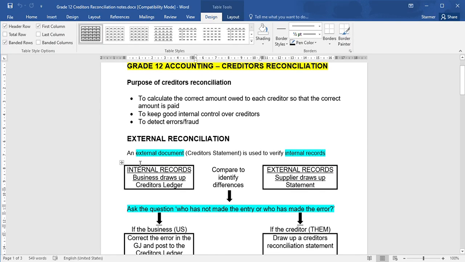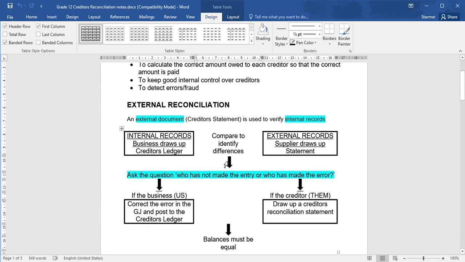The reason why I call it external reconciliation is because we're taking the creditor statement, which is an external document, and we're comparing it with our creditor's ledger, in other words, our internal records. So the first thing you need to do then is do that comparison. So you take your creditor's ledger, which is drawn up by the business, and you compare it to the external record, which is the statement that you receive from the supplier. And the reason for doing this is you want to identify the differences.